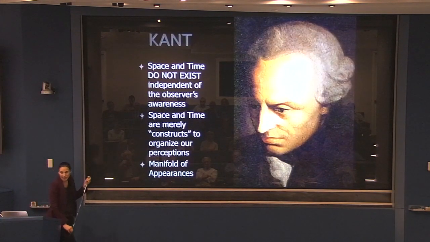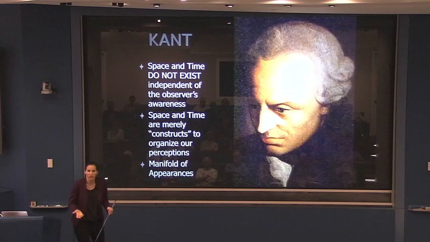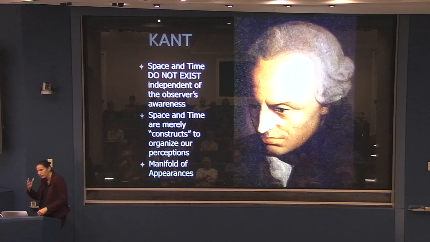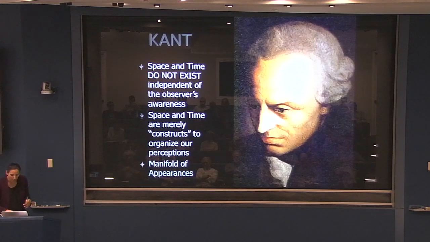So I'm just going to end here on a sort of philosophical note. Kant really had this idea that space and time weren't real things, that there's some observer, and they are constructs that we use to organize our perceptions of the world, and it's just some appearances that we operate in.